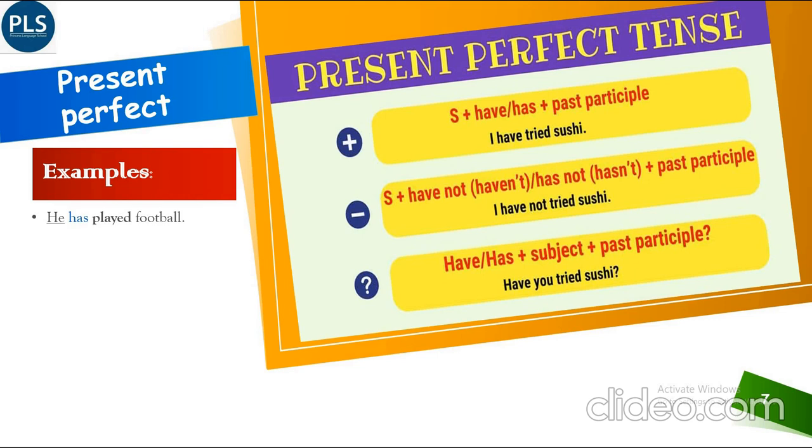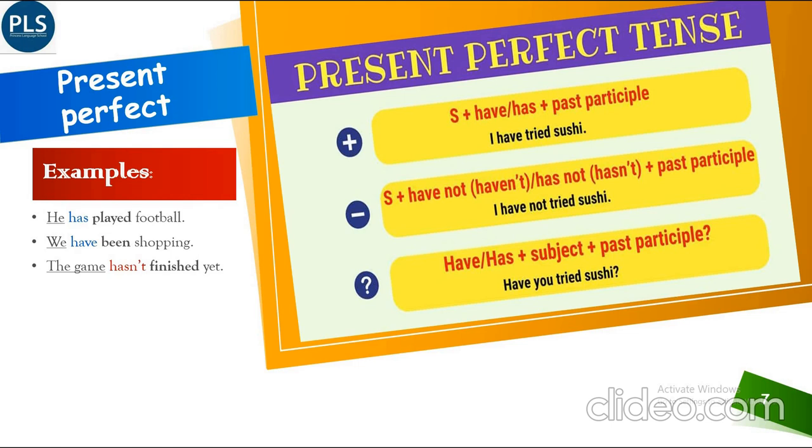Let's look at another example. We have been shopping. Here, because this is a plural subject, we use have instead of has. So we use has after he or she or it, and we use have after we, they, you, and I. And of course, after have, we add the past participle form of the verb. So we have been shopping. And the negative form of this tense: the game hasn't finished yet.